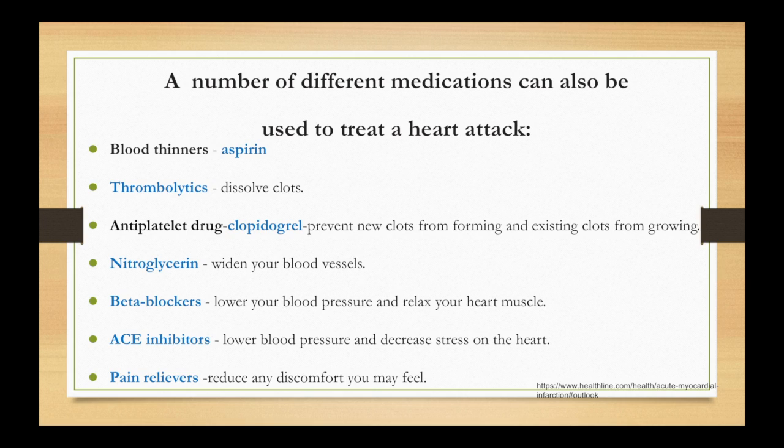Secondly, if blood clots flow to other body parts, it may cause infarction again, or sometimes even stroke. So, here come thrombolytics, which can dissolve clots. Lastly, to prevent thrombus from forming again, we need clopidogrel. And pain relievers are used to reduce any discomfort the patient may feel.